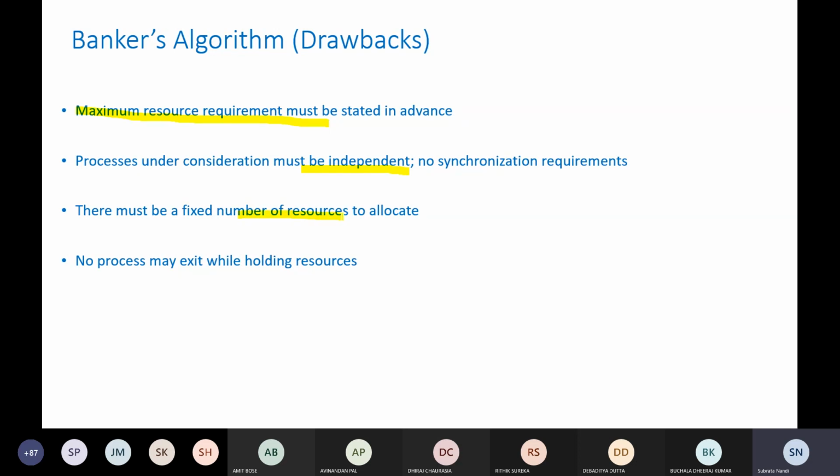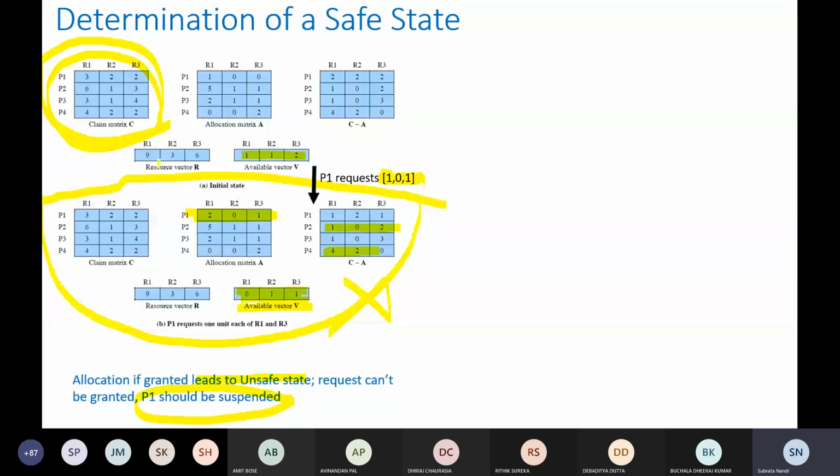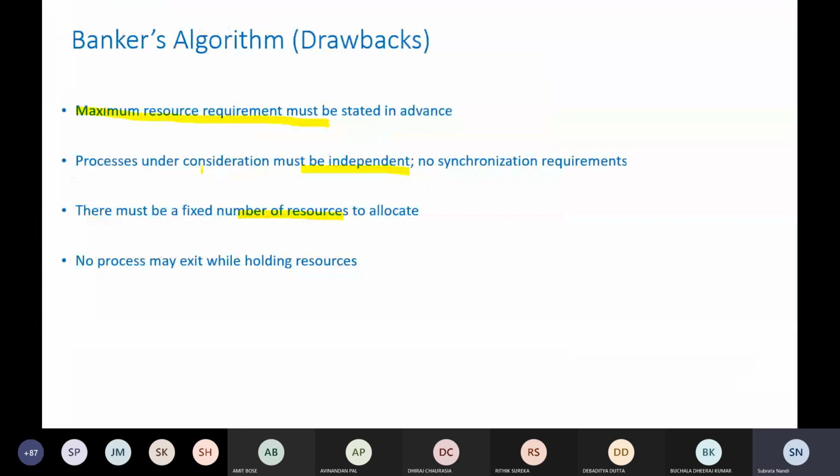If the resources keep changing with time, that is, if this resource vector r keeps changing, then it will be difficult, because you calculated with some r and then r got reduced, and the safe state became unsafe later on. Also, no process may exit while holding resources. If a process exits while holding resources, it will be undecided, and its resources will not be added to the available pool. So the major drawback is that the resource requirement must be known in advance, and that is not possible.